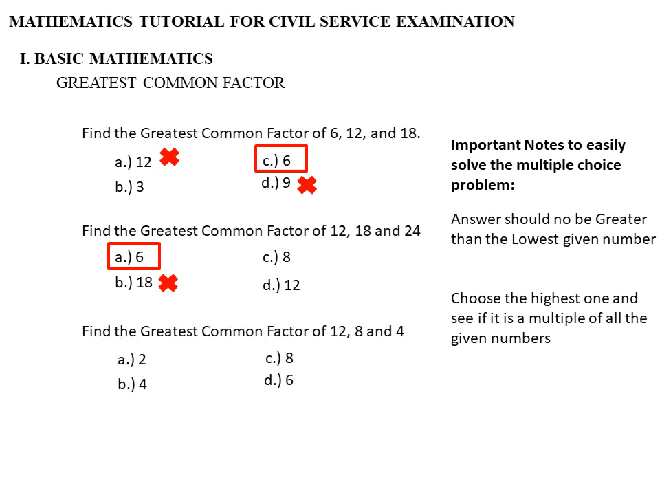Okay, so here are the choices. So let's eliminate. If we can eliminate, the answer should not be greater than the lowest given number. So 8 and 6 are greater than 4. So 8 and 6 are now eliminated. So we only have two choices. And then let's choose the highest, which is 4. Since it is asking for the highest, let's try this one.